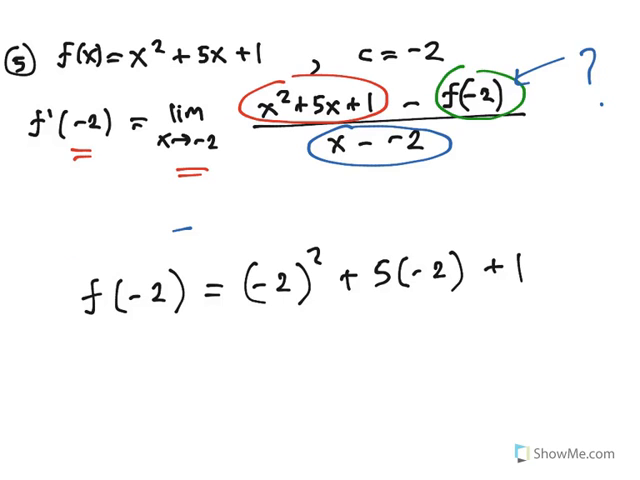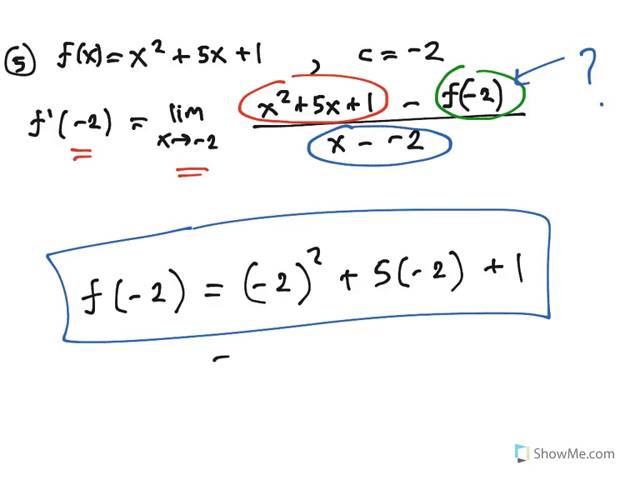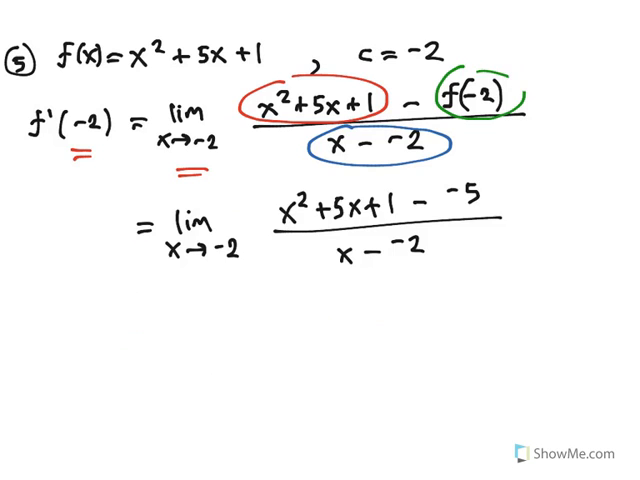So what is f of -2? You just evaluate the function f at x equal to -2, and that would give you 4 plus -10 plus 1, which would be -5. So f of -2 is -5. So we replace f of -2 with -5, and here we have minus -5. Minus -5 is the same as adding 5. So we write plus 5, and in the denominator I have minus -2, which is the same as adding 2, so I have plus 2. And I can combine these two constants in the numerator. 1 plus 5 is 6.